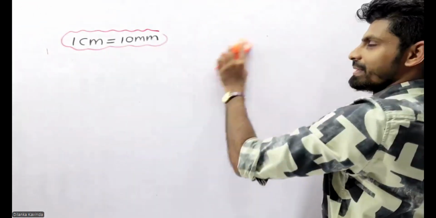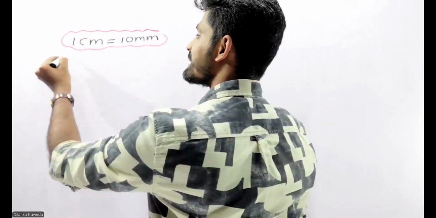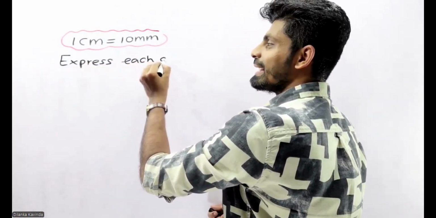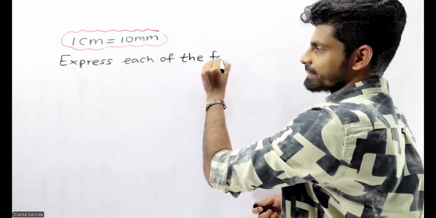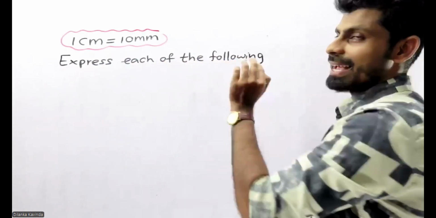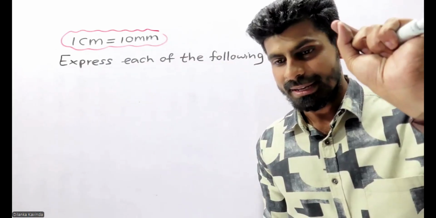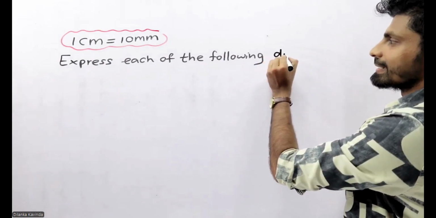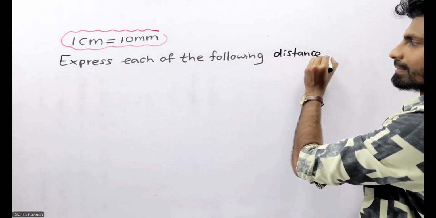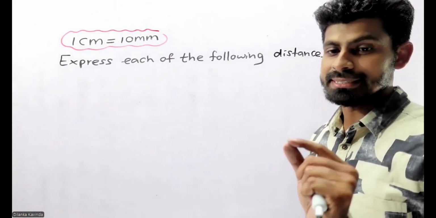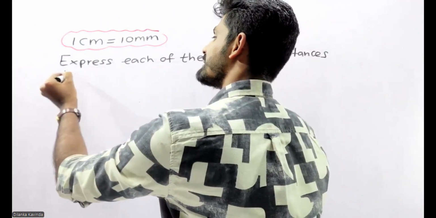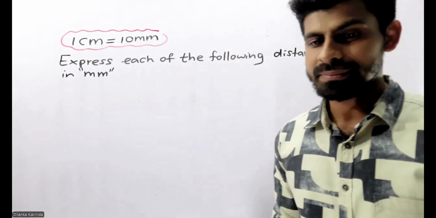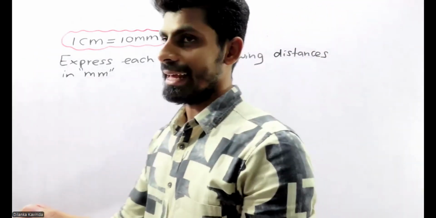Better to write down that one. Let's see. Express each of the following distances in millimeters. So distances means lengths.